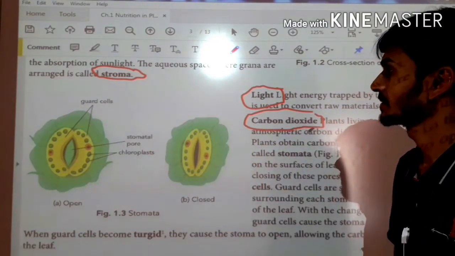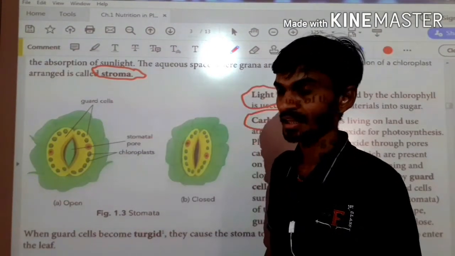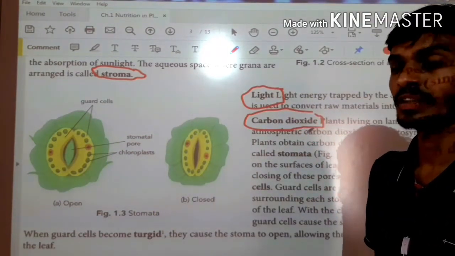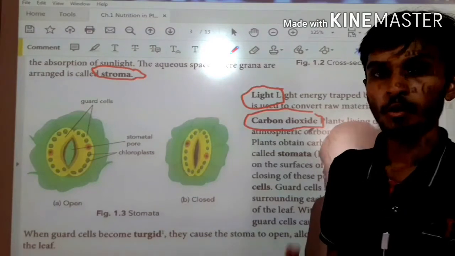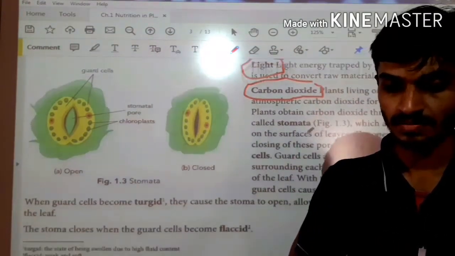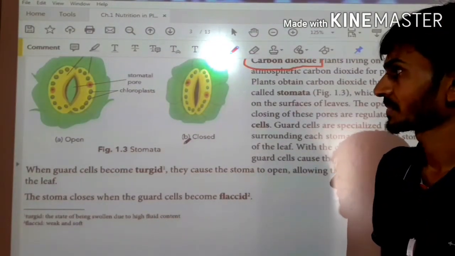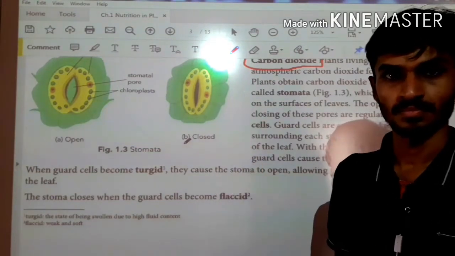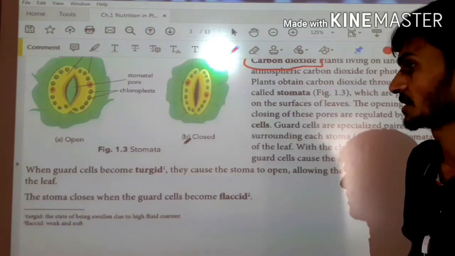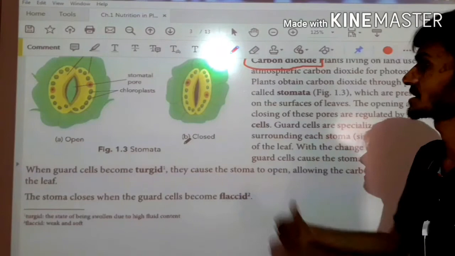Now what is the guard cell? So guys, this yellow part is called as the guard cell, right? And when will it open and when will it close? During the day guard cell will open and during the night it will close. So what is the reason behind this special structure to open or close the stomata? So there are guard cells in the stomata, right? Actually in the guard cell what happens? There are two processes. One is turgid and second one is flaccid.